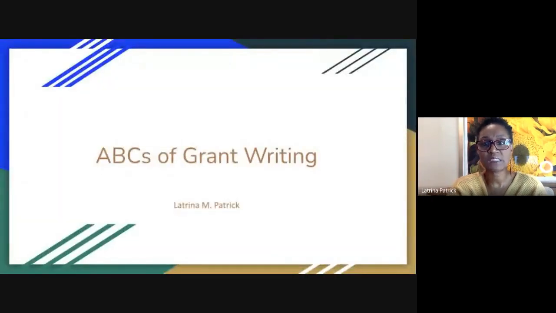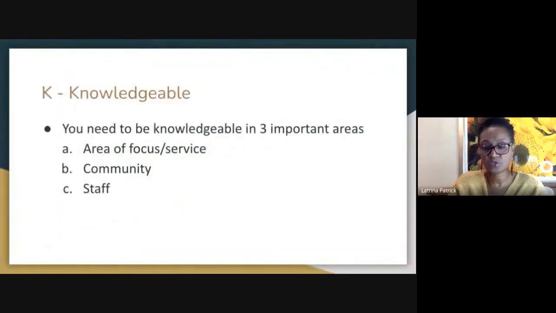This week, we are continuing our journey through the alphabet as we talk about the ABCs of grant writing. And today, we have landed on the letter K. And the K really is about the importance of being knowledgeable. That makes sense, right? You want to be knowledgeable when it comes to grant writing.